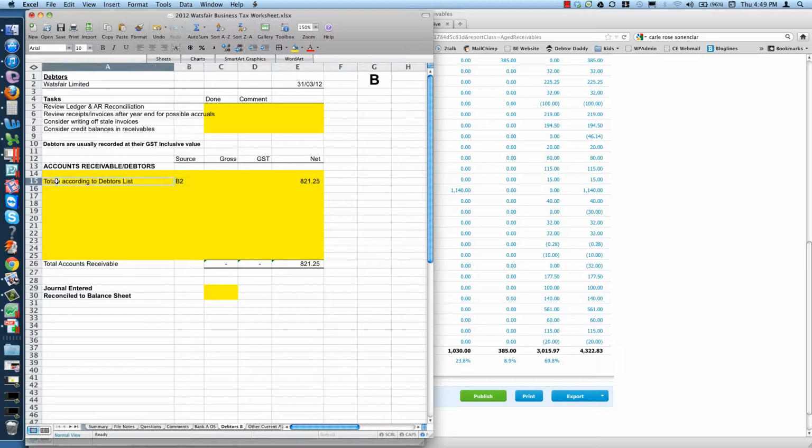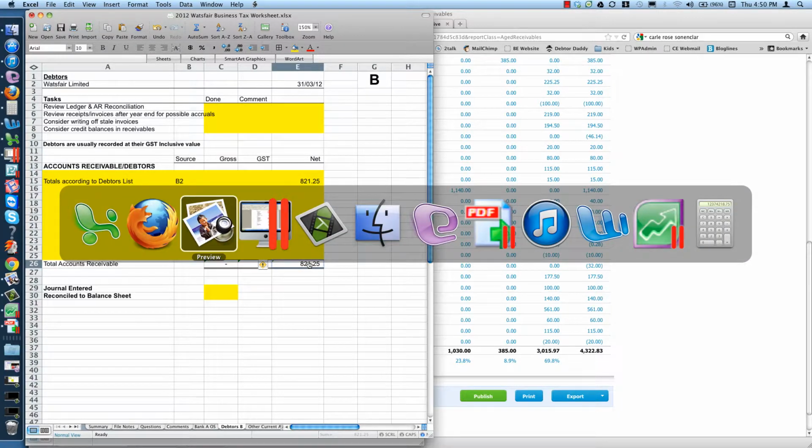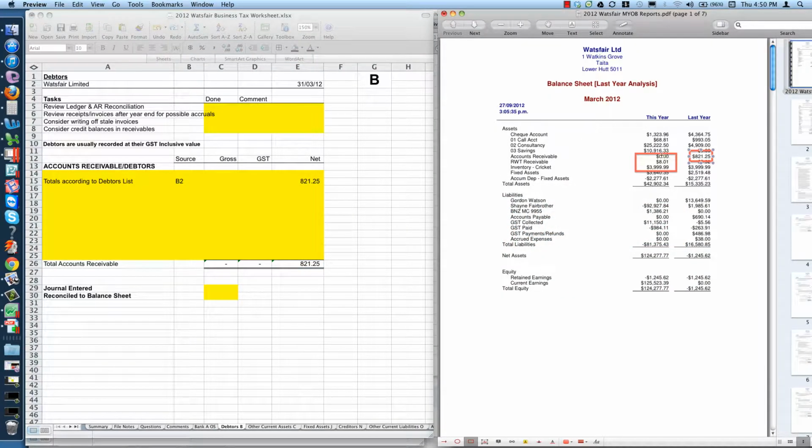In some cases the debtors are going to be made up of the amount from the list plus maybe some adjustments or other balances, and there's enough space here for you to enter in the information. The point is, at the bottom here for section B, you want to be able to have the same total as appears for accounts receivable on the balance sheet. Okay, so that number there should equal the sum total of these numbers here.